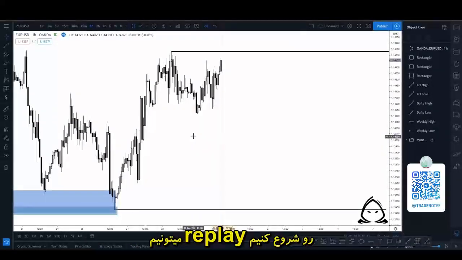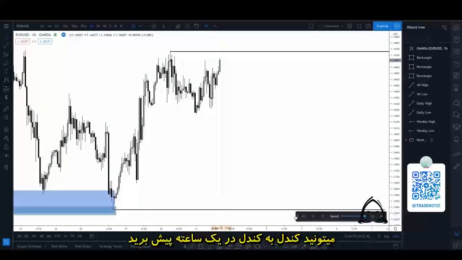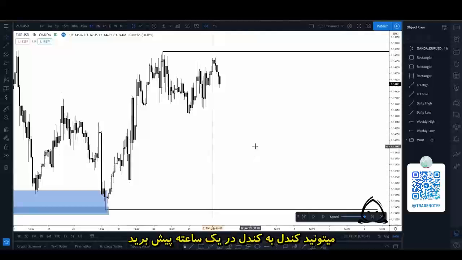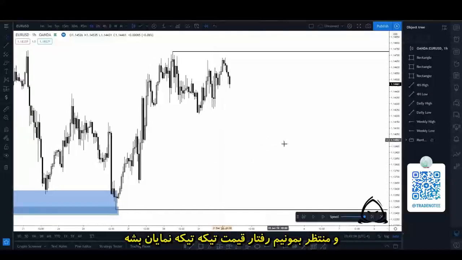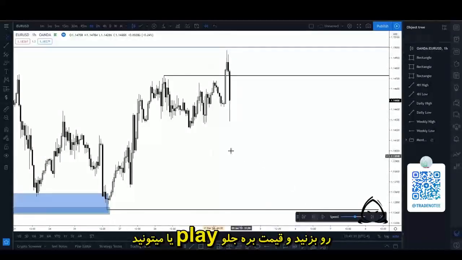We can start up the overall bar replay. There are two different ways that you can do this. You can either go candle by candle on the hourly chart, waiting for certain bits of price action to play out, or you can just hit play, pick a speed, and watch price action play out.